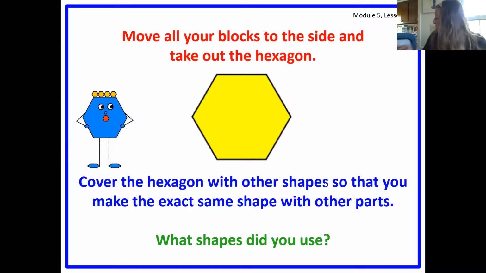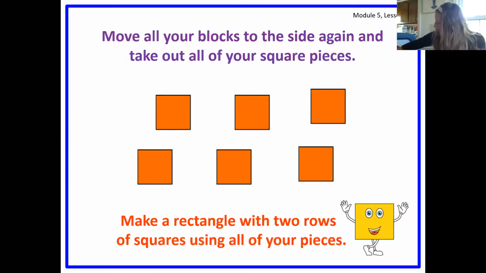So now if I move all my blocks to the side again, and I just take out my squares, I want you to picture in your brain or draw it on paper in front of you and be able to show me with 6 squares. Make a rectangle with 2 rows. So rows, remember, are like side to side rows, go this way. So put 2 rows of how you can make a rectangle.